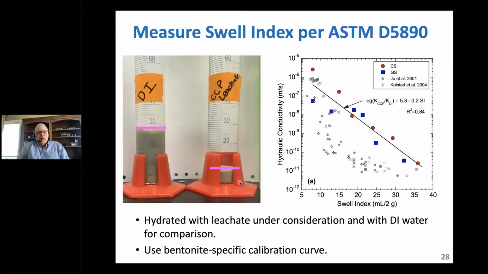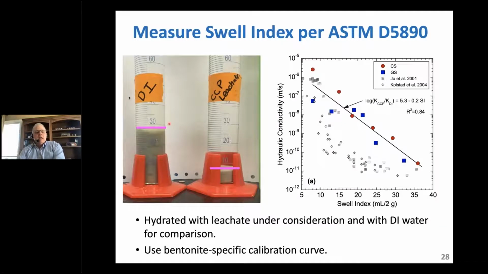ASTM D5890: we grind up the bentonite. We drop the bentonite into the graduated cylinders I talked about earlier, the graduated cylinder being filled with the leachate of particular concern. In this example, I'm illustrating a test conducted with a coal combustion product, or coal ash, leachate. At the same time, and I often do this in my lab, we'll run a test with deionized water just to get a comparison.